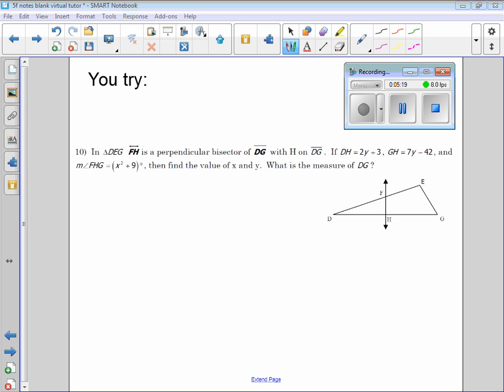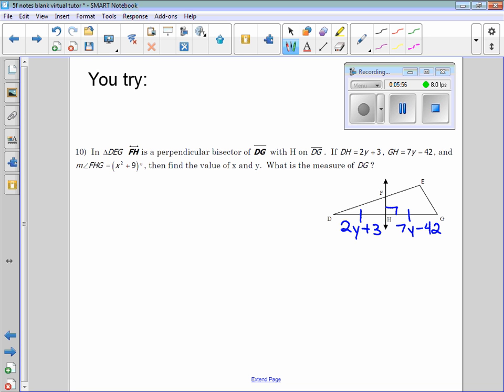Okay, so in this question you have triangle DEG, where FH is a perpendicular bisector of DG. So going to your figure, FH is a perpendicular bisector, so we know this is a right angle. And we know DH is congruent to HG. If DH is 2y plus 3, I'm going to go to DH and plug this in, and GH is 7y minus 42, so I can write that in here.